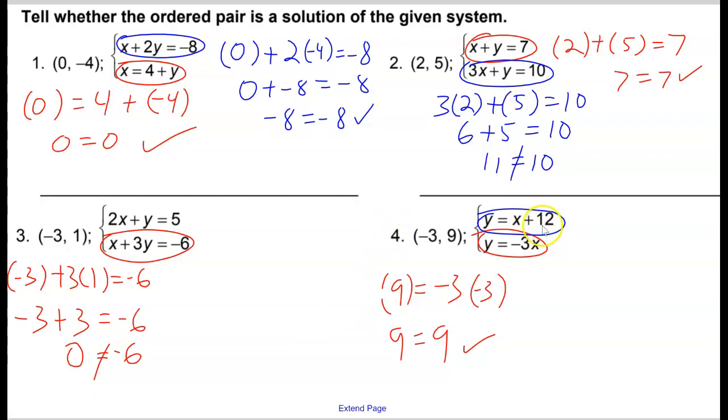We got y is equal to x plus 12. We're plugging in y and x: the y, which is 9, and the x, which is negative 3. We do negative 3 plus 12, which is 9. Okay, that checks as well. So that is a solution.